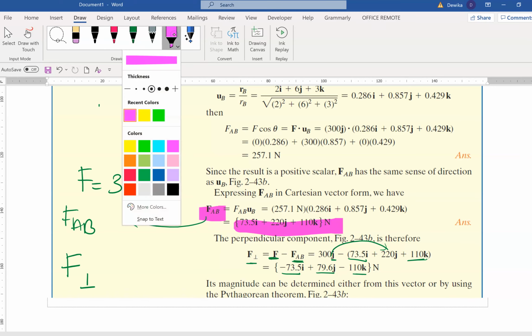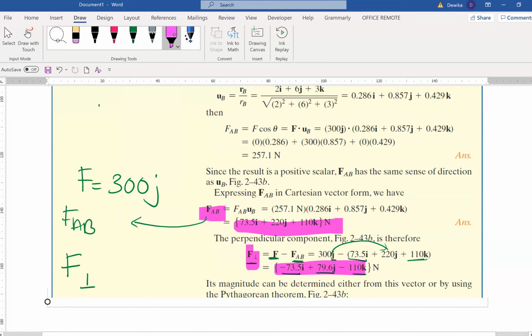So you have actually answered the question. So this is the value. So you have got your FAB and you got your FT. So that is how you use your dot product in statics lesson.